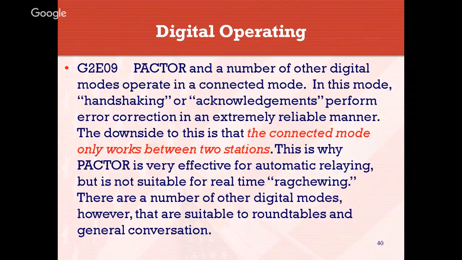So joining a contact between two stations using the PACTOR protocol. PACTOR and a number of other modes operate in a connected mode. In this mode, there's a handshaking or acknowledgement that performs error correction in an extremely reliable manner. The downside to this is that the connected mode only works between two stations. And this is why PACTOR is very effective for automatic relaying, but it's not really suitable for real-time rag-chewing.